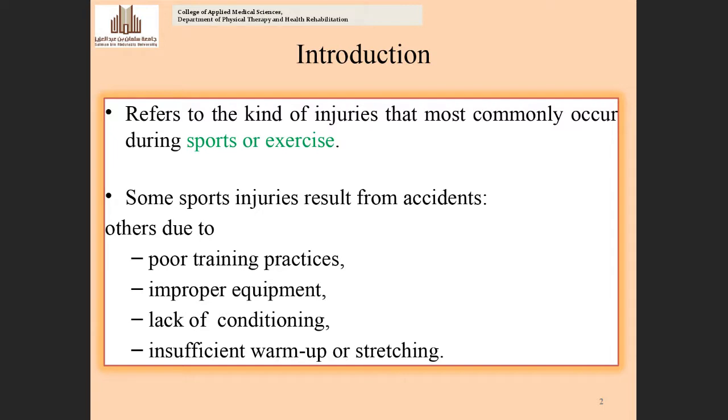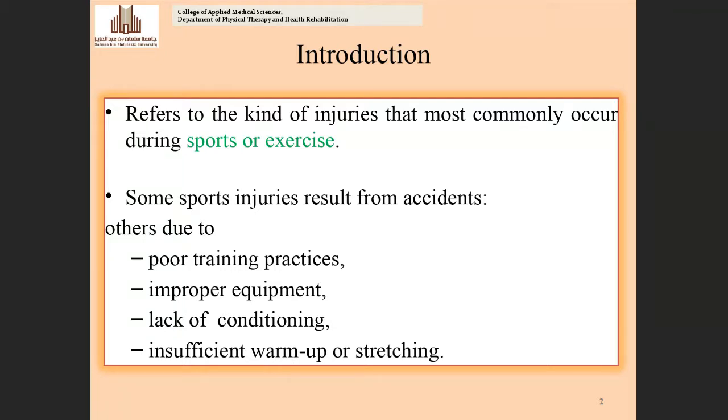Right, so generally, sports injuries occur due to unexpected accidents, right? But the research scientists in the field of sports injuries have found there are some other reasons for these injuries. The first one they found is poor training practices, right? Poor training practices means if a player or athlete is not trained properly, so if their training is not good, it may lead to some type of sports injuries.